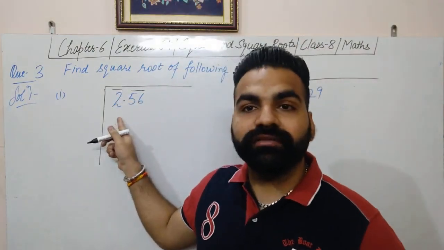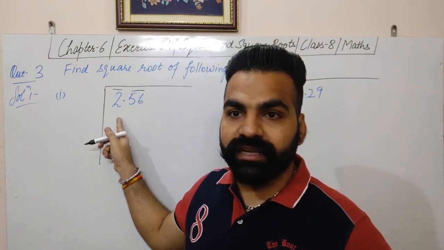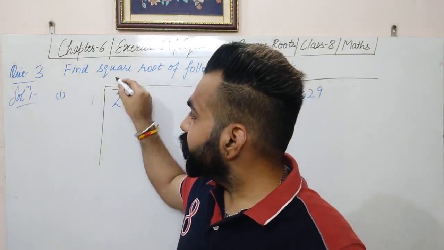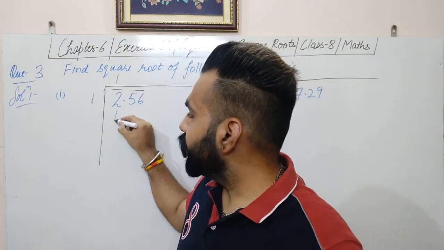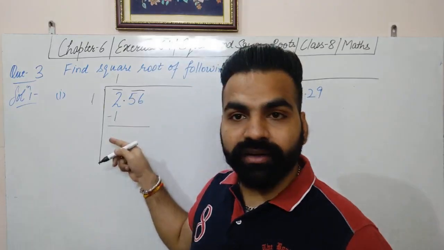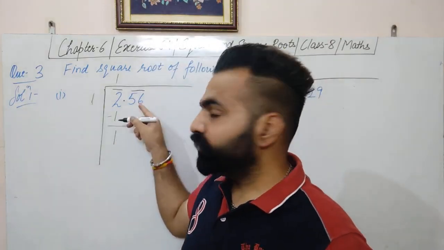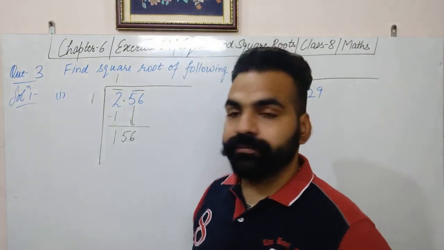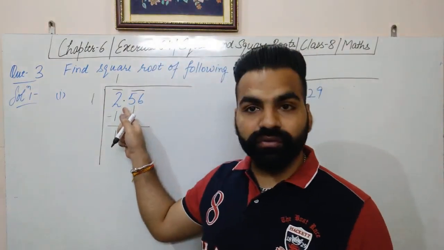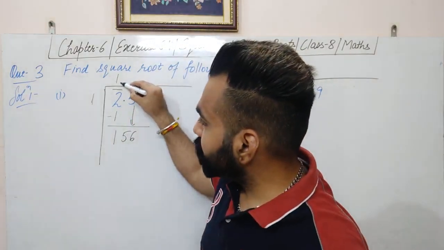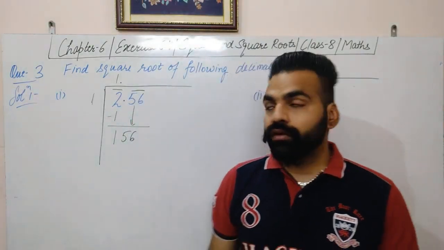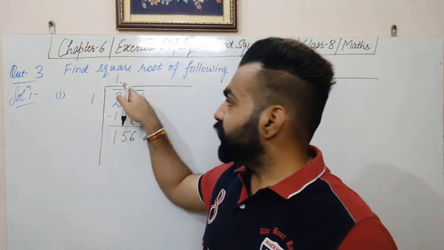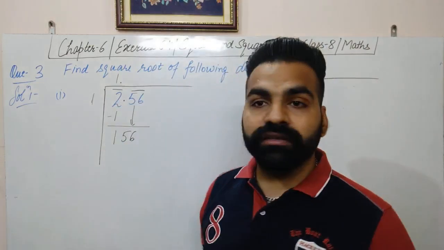Now we have to check for the perfect square number which is less than 2. The perfect square number which is less than 2 is 1. So 1 into 1 is 1. Now we will subtract 1 from 2, that is 1, and we will take this pair down below, 56. Now there is a decimal before 56, so we will put a decimal here also. Whenever the pair after the decimal is taken down, the decimal will be put in the quotient also.